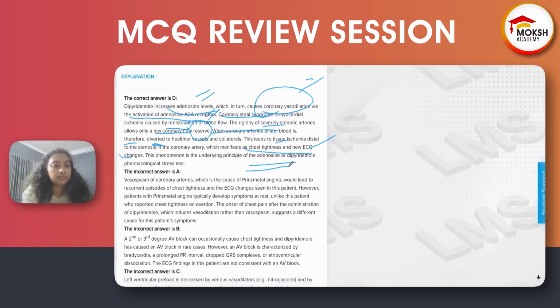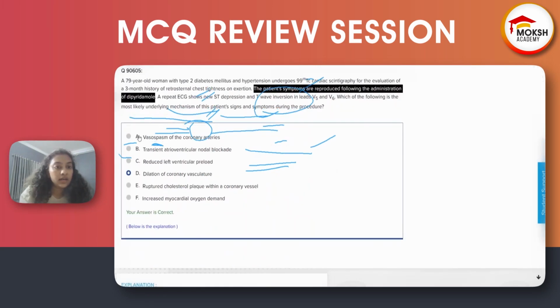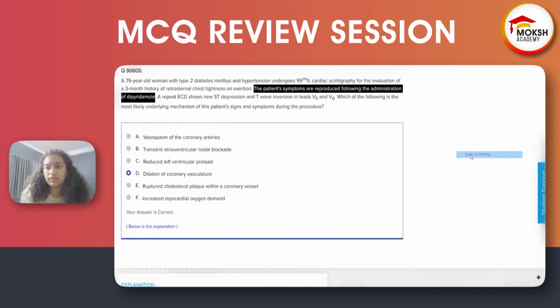Okay. Now, why are the other options wrong? We'll go through it fast. Vasospasm of coronary arteries is Prinzmetal angina, right? So even if we give dipyridamole, there should be vasodilation of coronary vasculature. And transient AV nodal block, what is it? You have to read about the types of block. Type 1 block, type 2 block, type 3 block.